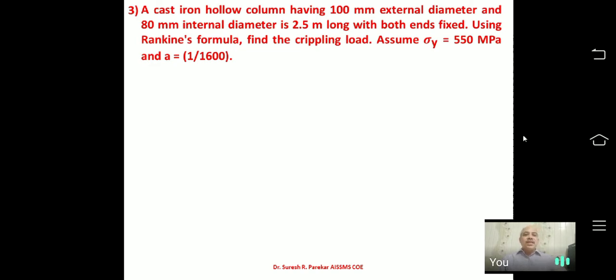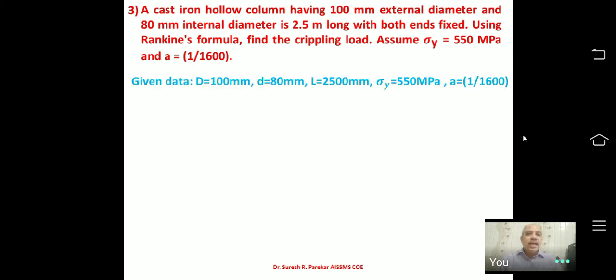Now we will go to the next problem, problem number 3, which is based on Rankine's formula. We have to find the crippling load; sigma y is given, A is given, L is given, end condition is given. Here capital D is 100 mm, small d is 80, capital L is 2500, sigma y is 550 MPa, and the constant a is 1 upon 1600. Now the formula is P R equals sigma y A upon 1 plus a sigma y pi square E L E by r square.